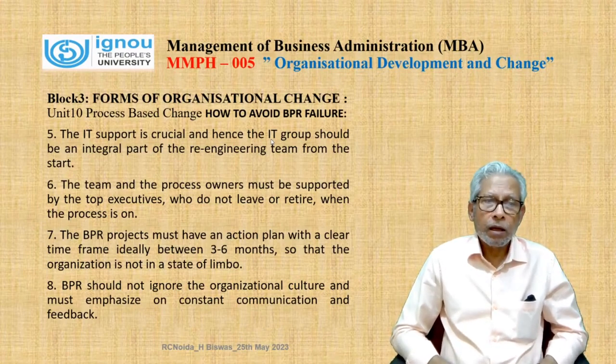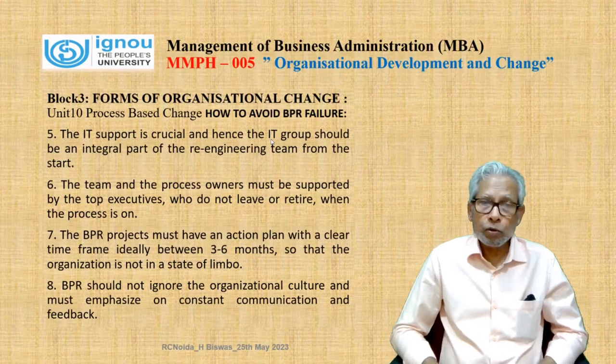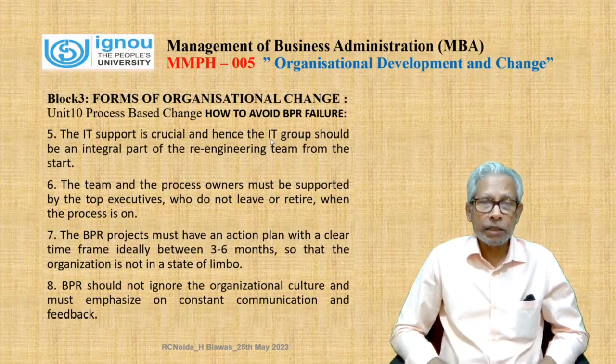Number six, the team and the process owners must be supported by the top executives. So top executive interventions are always required. Their guidance, their leadership, their support are always required. They should be people who do not leave or retire while the process is on. Suppose the process is defined for 2 or 3 years. Then the leaders and the top executives who are involved or responsible should be there for at least 2 to 3 years. They should not retire in between, or take leave.